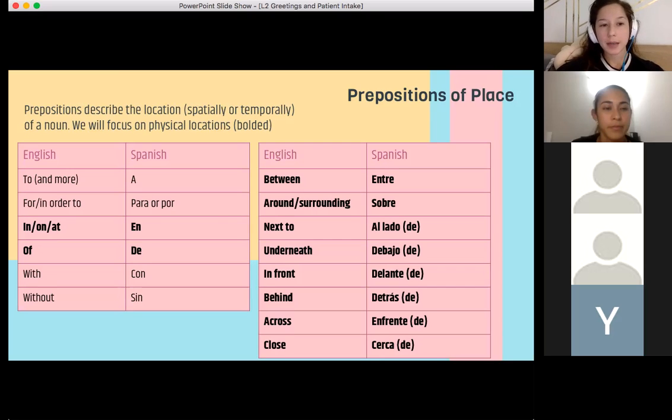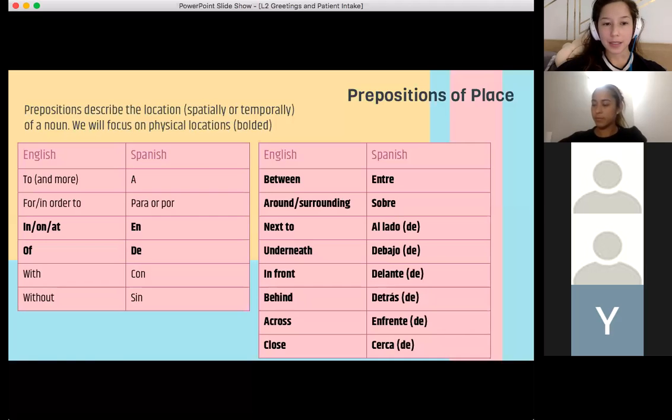You have to, and also many more definitions, which is a. For or in order to is para and por. We might do a lesson later on about distinguishing between these two. They can describe a lot of things like goals or motivations, places you're going, things like that. In, on, and at. En is used to describe that. I would say it's most commonly in. So in and en are the same thing.